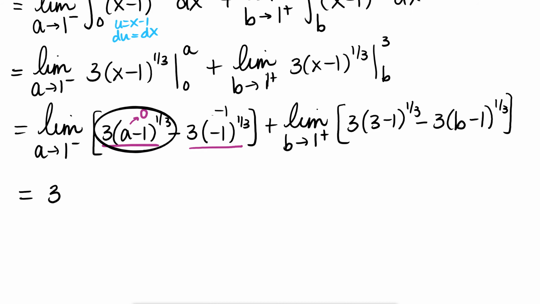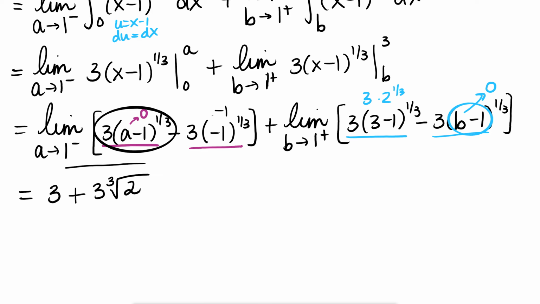What's happening over here? This is just going to 3 times 2 to the 1/3, right? Or 3 cube root of 2. What's happening here is b goes to 1. We're approaching 1 from the right, so this guy's approaching 0 from the right, or it's positive, but it's still going to 0, so that guy's going to 0. So what do we get here? We get 3, and then plus 3 times the cube root of 2. And we are done. That's it.